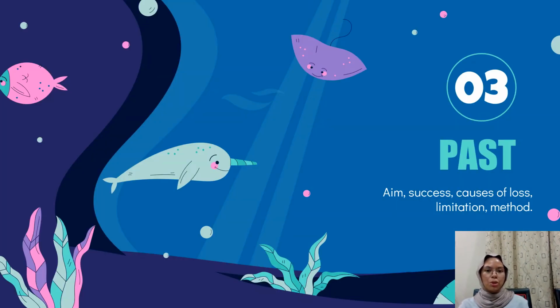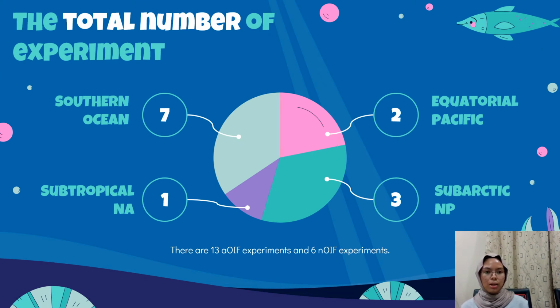Okay, so I'm going to talk about the timeline of the experiments between the past, the present, and the future. First, the total number of artificial ocean iron fertilization experiments is 13: 7 in the Southern Ocean, 1 in the subtropical North America, 2 in the equatorial Pacific, and 3 in the subarctic North Pacific. And there are 6 natural ocean iron fertilization experiments.